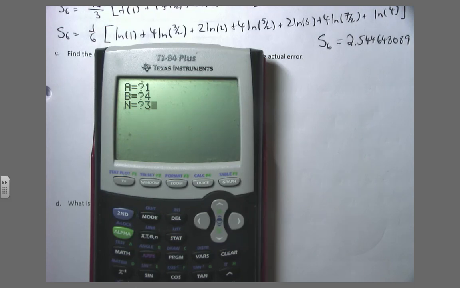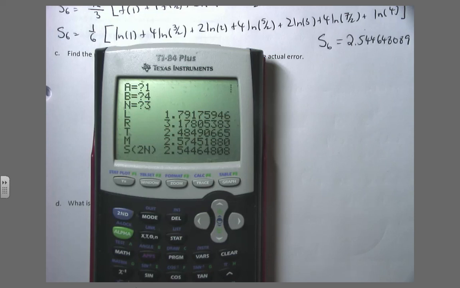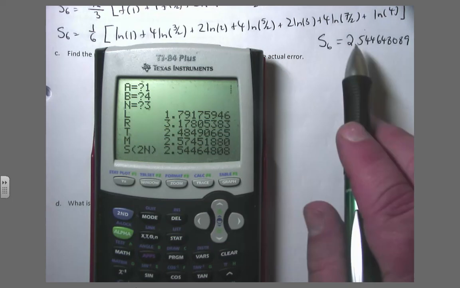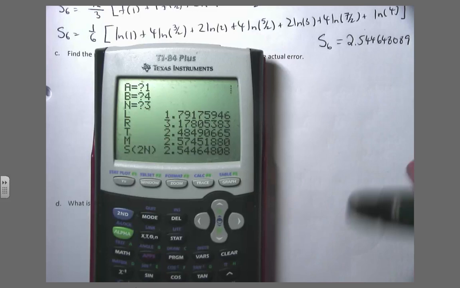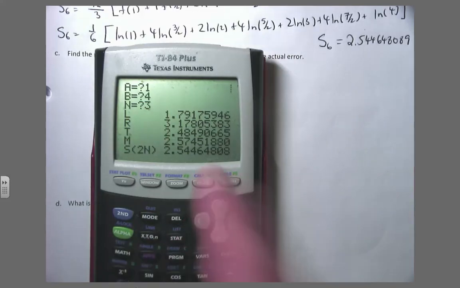So I hit enter, and what does my calculator give me? It gives me L, left Riemann sum. It gives me R, right Riemann sum, T, trapezoid, midpoint, and S, and look at the parentheses, which I want to remind you, 2n. Since n was 3, this is Simpson's rule for 2 times 3, which is 6. And what answer do I get? 2.5446488. The only thing missing is the 9 at the end because we just cut off the last decimal.